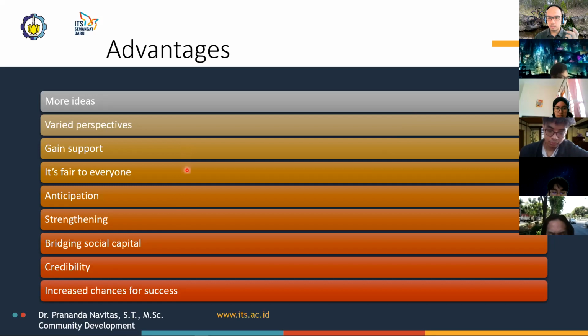Involving stakeholders is fair. Well, basically it's fair to everyone. All stakeholders can have a say in the development of an effort that may seriously affect them. And anticipation, as in it saves you from being blindsided by concerns or risks that you didn't know about or you didn't think about.